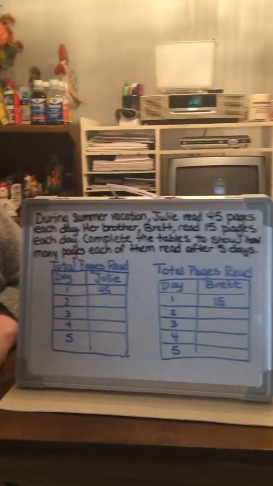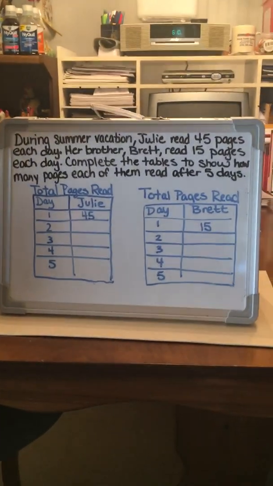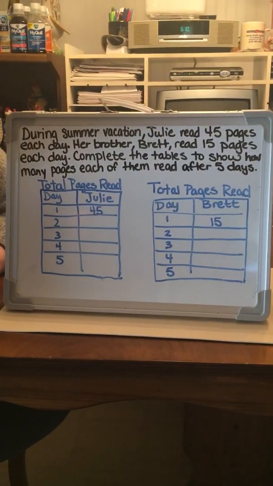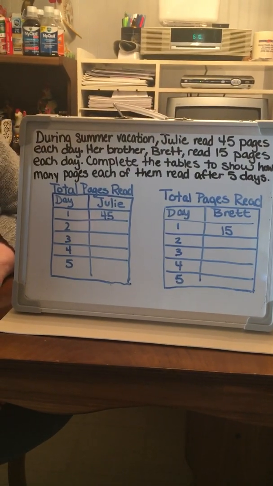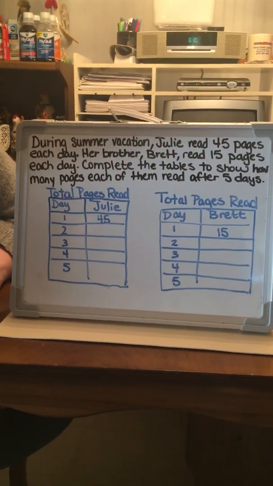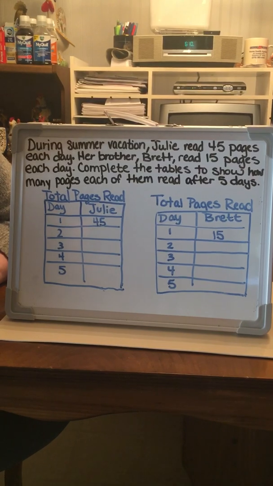It says, during summer vacation, Julie read 45 pages each day. Her brother Brett read 15 pages each day. It says, complete the tables to show how many pages each of them read after 5 days. So that's what we're going to do.